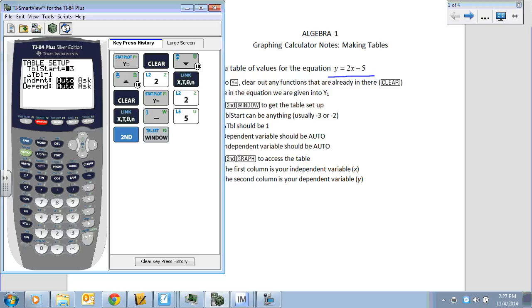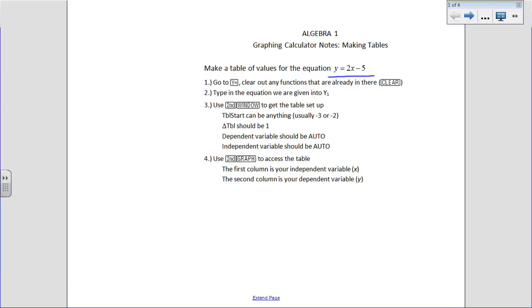We want to have your table in a useful position. We usually like to have our table start, if you guys look here, at -2 or -3, which is a good place to have it start. We'd like to see the negative side of our equation. We like to see some negative x values and some positive x values. So usually starting at -2 or -3 is a good spot.